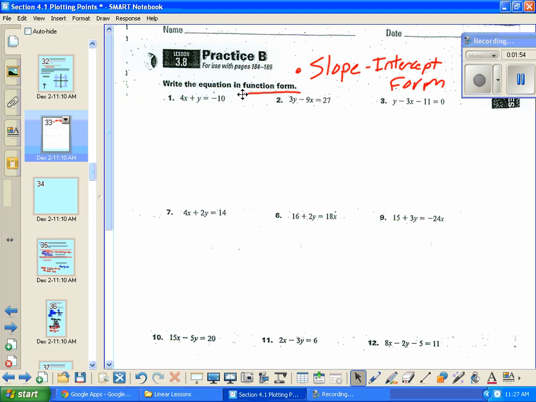And when we get an equation in that form, it's a lot easier to graph using, again, like I said, a couple of our methods. So we're going to work on that today.